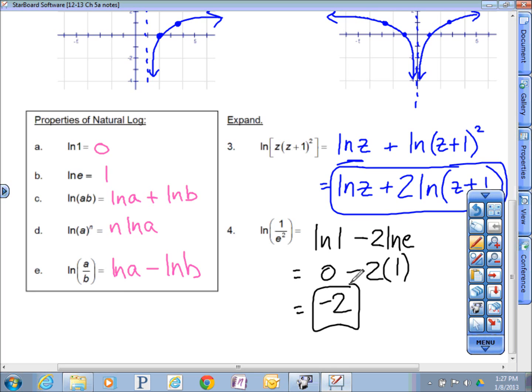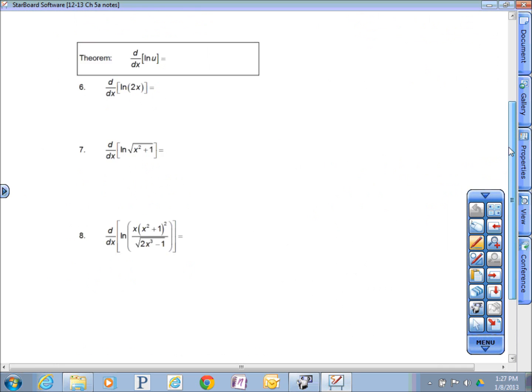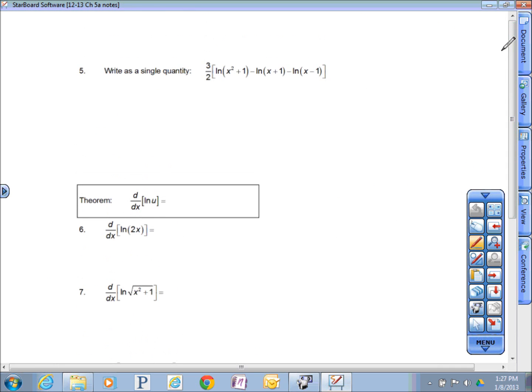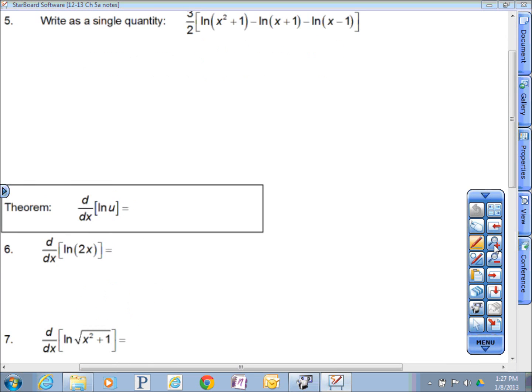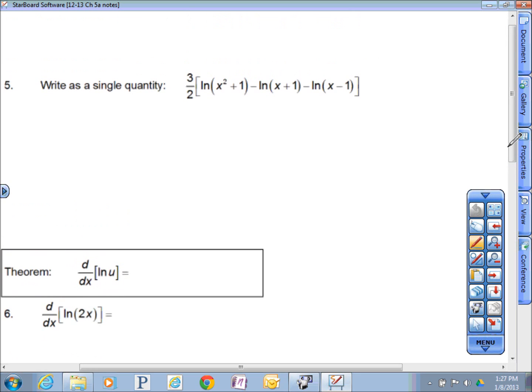Moving to the next page. Here we are again. One more problem. This time we're going to reverse it, though. Instead of expanding it, my answer to problem number 5 looks a lot like what I was working on in those previous problems. So this time we're going to go the other way. We're going to try to write it as a single quantity.